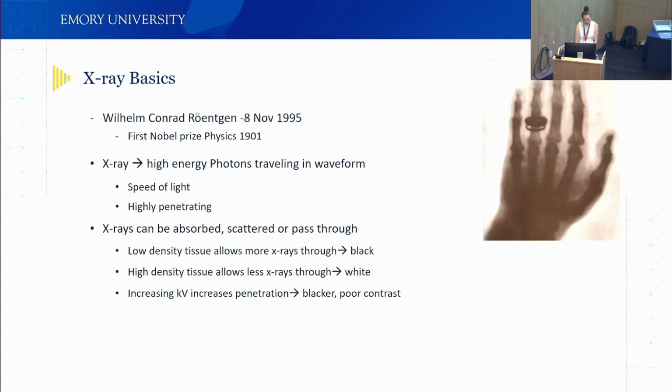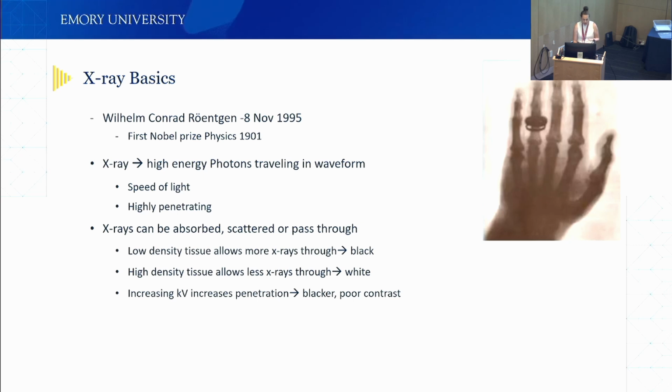So X-rays are fairly old. The first X-ray was made in, it's probably 1895. And the first Nobel Prize was in 1901, so they're fairly old. This is a picture of the first X-ray ever made, from Röntgen's wife. So they are basically high energy photons traveling in waveforms, at the speed of light, and they're highly penetrating.